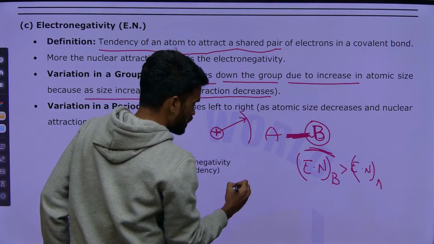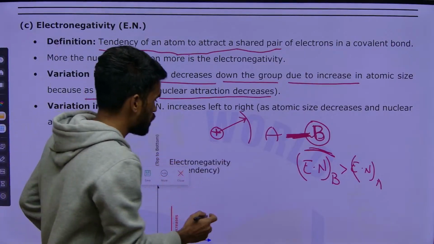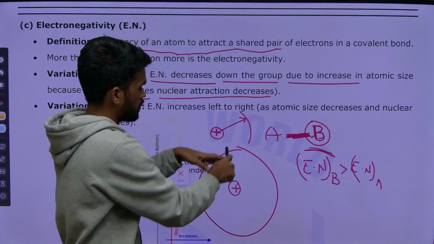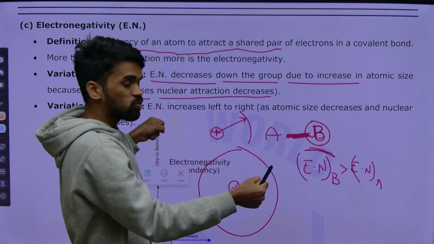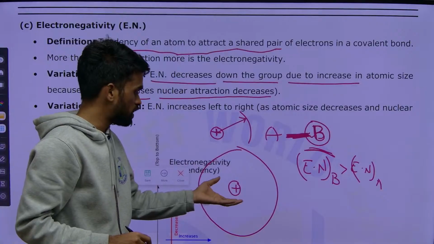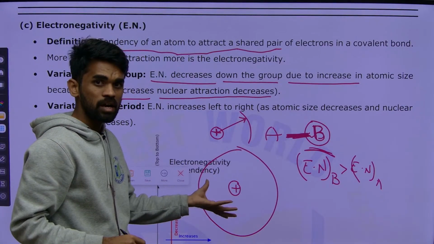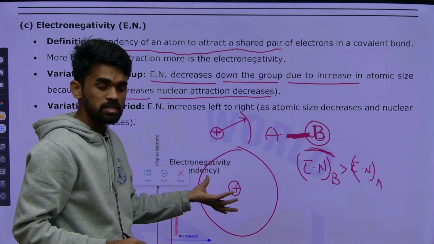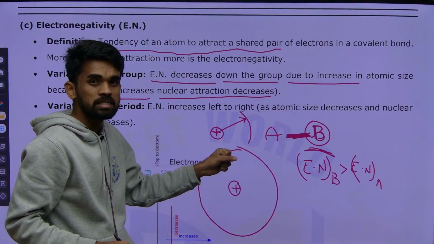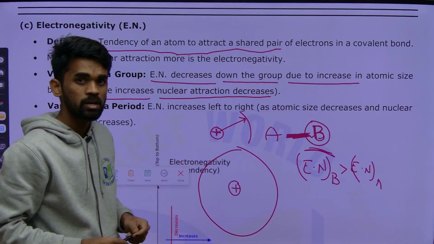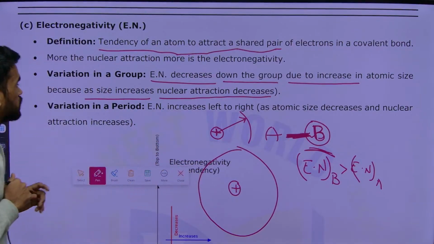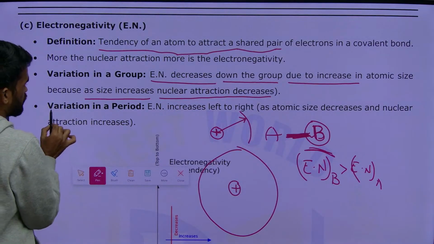But if the size is very large, what happens? This nucleus is here and around it electrons are already present, that is why its size is very big. Now attraction of the bonded electrons is very less. So, whenever the atomic size increases, the lower will be the tendency to attract the bonded electrons. Okay. Therefore, I can say it is a less electronegative atom. So, the bigger the size, the lower the electronegativity. Okay. Remember this.